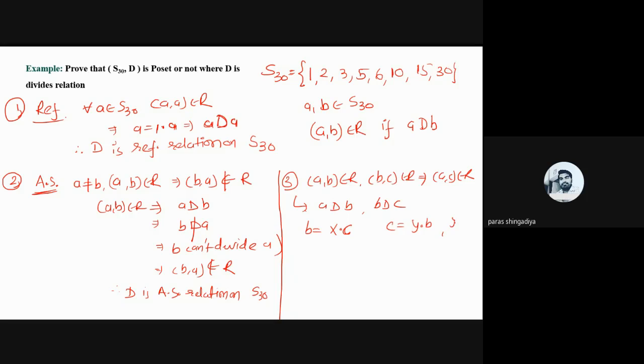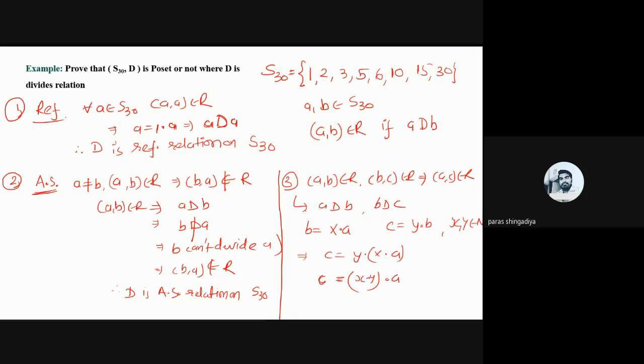Here X, Y belong to N. Now combining the equations, C can be written as Y into X into A. Replace B here, so we get X into Y into A. Clear? So C is equal to X into Y into A.